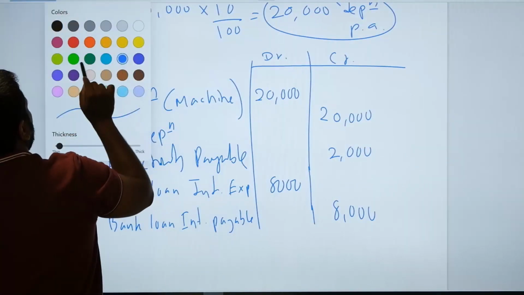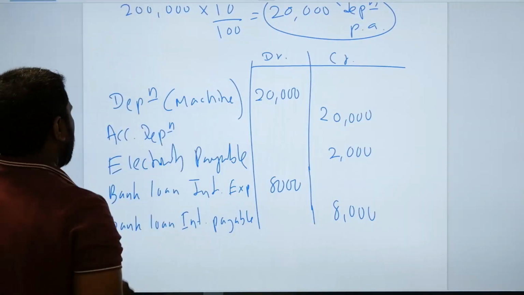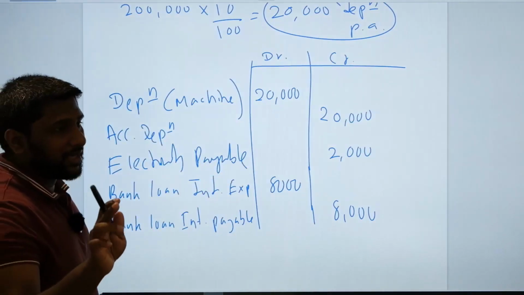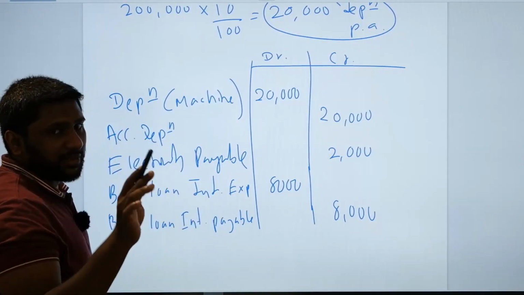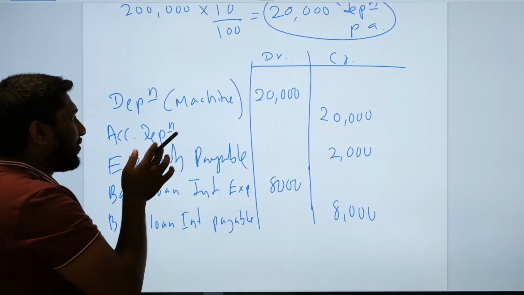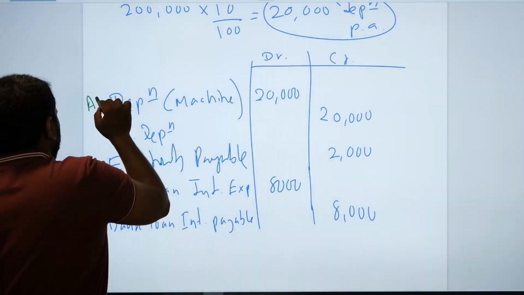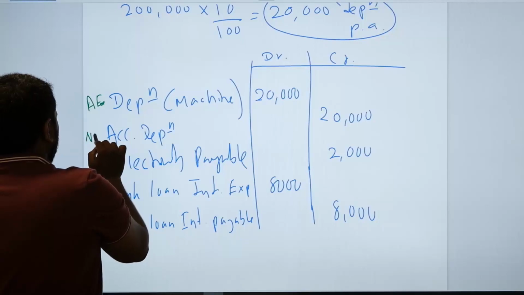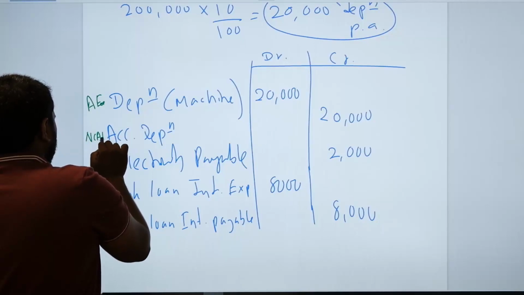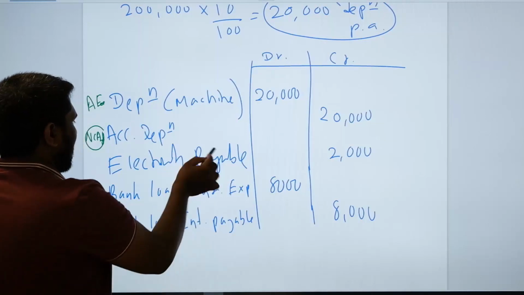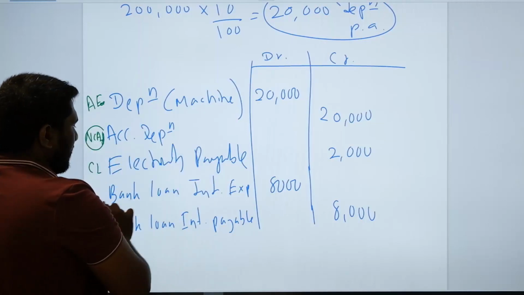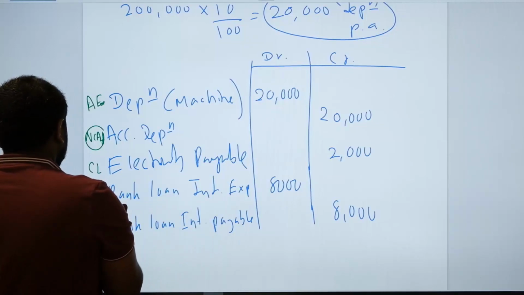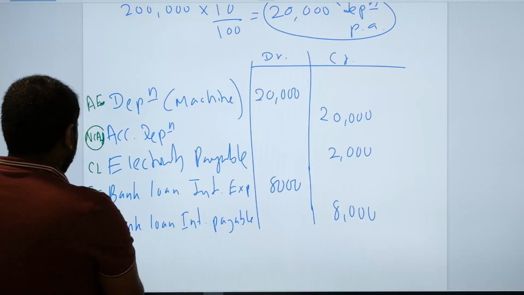So depreciation, this is machine depreciation. Only delivery vehicle depreciation will come to the distribution expense. Other machine depreciation, furniture depreciation, everything will come to the admin expense. This is admin expense. So this is reduction in the non-current asset. This is reduction in the non-current asset. Electricity payable, current liability. Bank loan interest expense, it is finance expense. And bank loan interest payable, it is current liability.